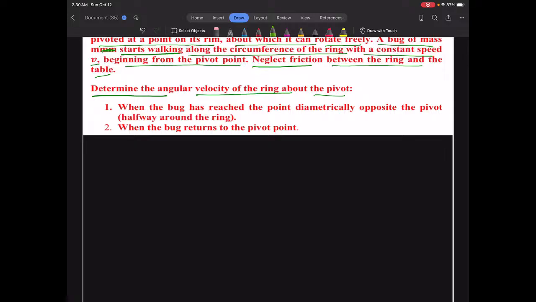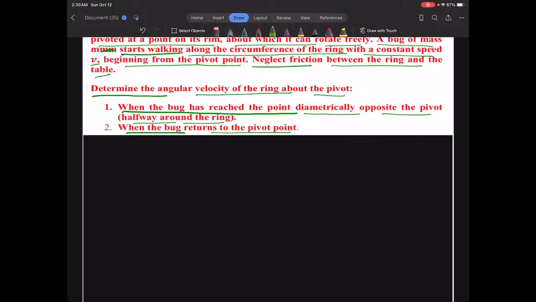We have to find out the angular velocity of the ring for two conditions. The first condition is when the bug has reached the point diametrically opposite the pivot, that is halfway around the ring, and the second is when the bug returns to its pivot point.